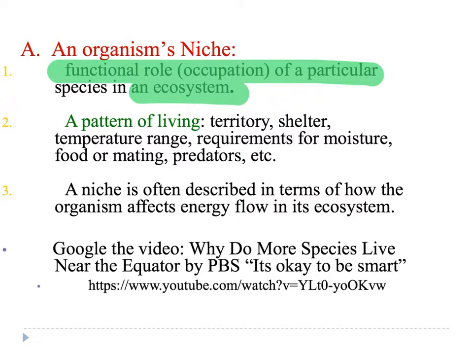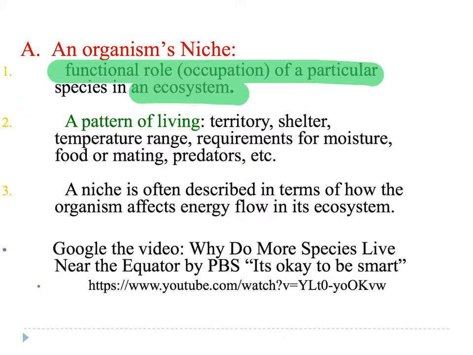But really what it means is that there's a pattern of living that all organisms, all species have. It incorporates the territory in which they live, the shelter or their home, the temperature range that they live in, the requirements for moisture, their food and mating options, predators, relationships, and other things that are required for life. Niche is often described in terms of how the organism affects energy flow in its ecosystem and how it affects organisms around it.